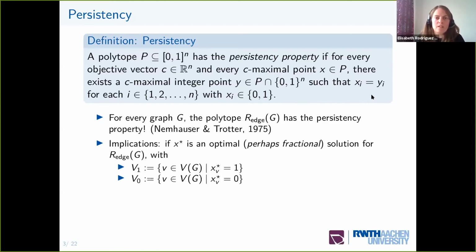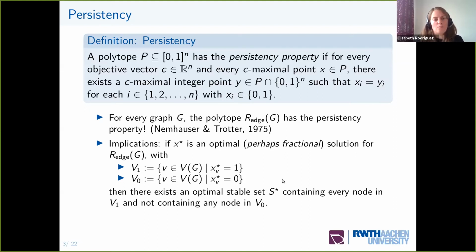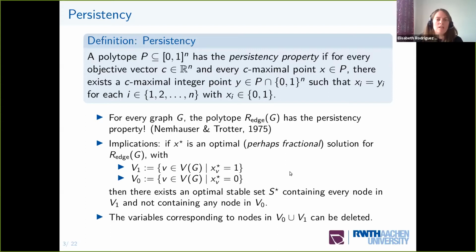So the implications are that if x* is an optimal, perhaps fractional solution over the edge relaxation with a subset of nodes V1 corresponding to variables taking value 1 and a subset of nodes V0 corresponding to variables taking value 0, then there exists an optimal stable set S* containing every node in V1 and not containing any node in V0. This means that the variables corresponding to nodes in V0 union V1 can be deleted, so we can potentially reduce the dimension of our problem.